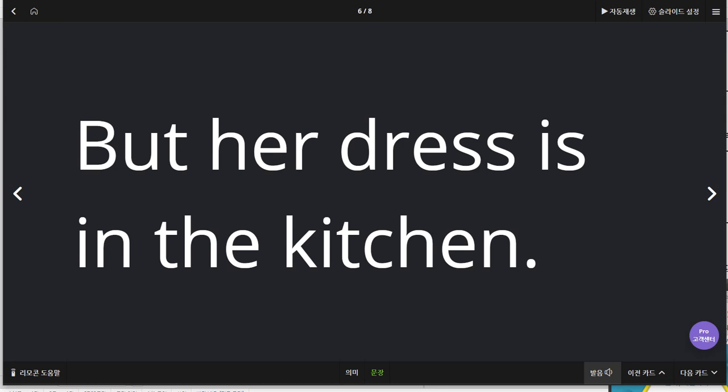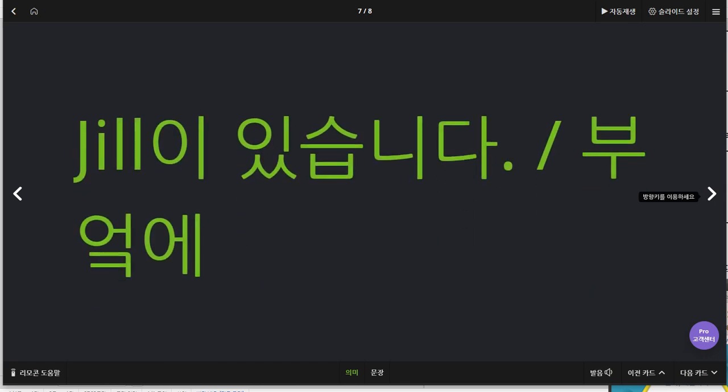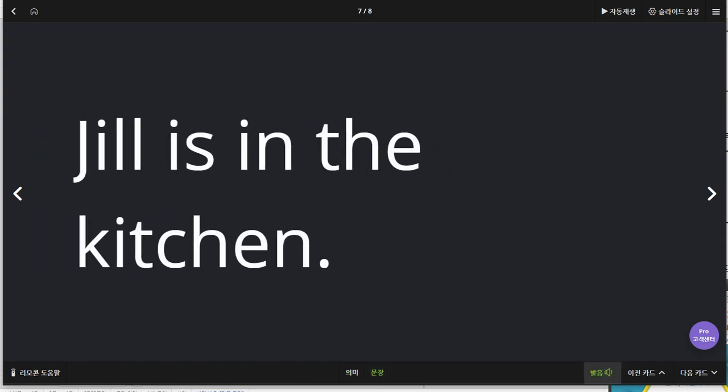Where is her dress? 그녀의 드레스 어디 있어요? Where is her dress? 그랬더니 it is in the kitchen. 그것은 부엌에 있습니다. 네, 그래서 지금 부엌에 있어요. Jill is in the kitchen.